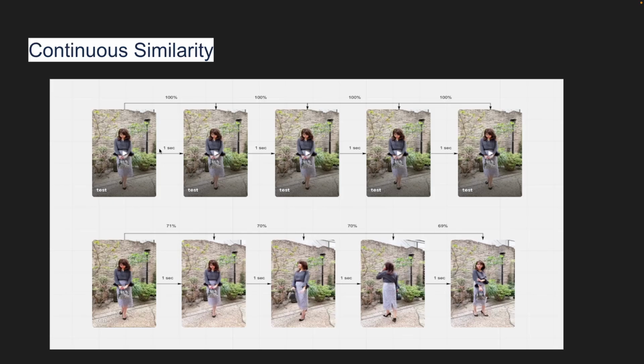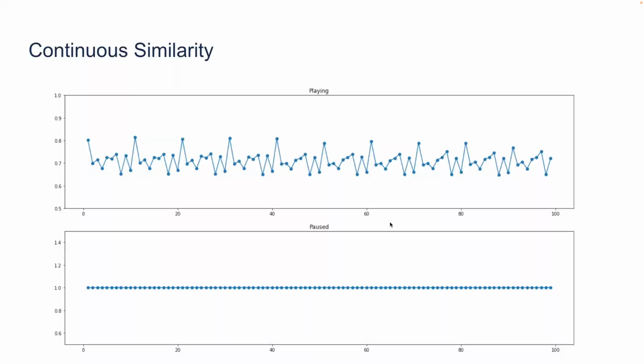For example, when the video is paused, you will see the similarity is always 100%. But when the video is playing, the similarities always change. If we plot the chart, you can see when it is playing, the similarity numbers go up and down, up and down. But when the video is paused, the similarity is always 100%. It's like a straight line.